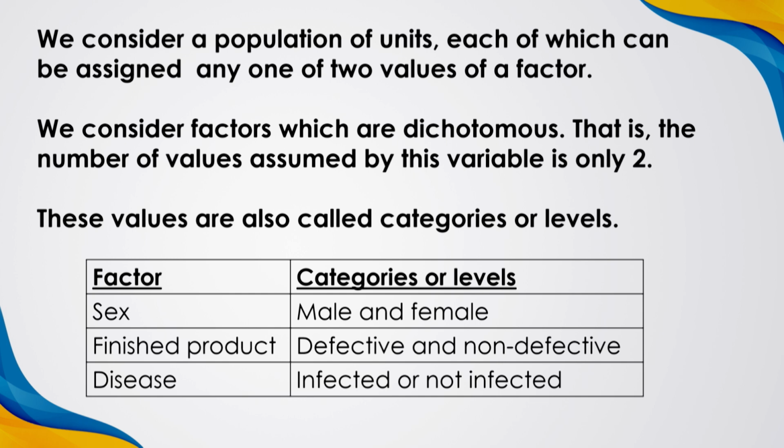I give a table. First column describes some factors, second column corresponding levels for each factor. For instance, sex: you can have two categories, male and female. A finished product may be defective and non-defective. Disease: a person can be infected or not infected.